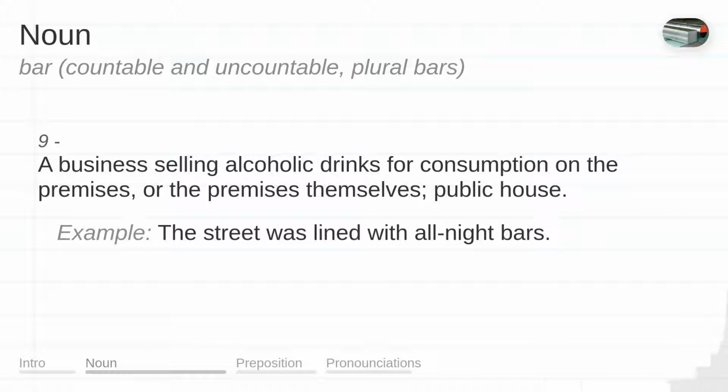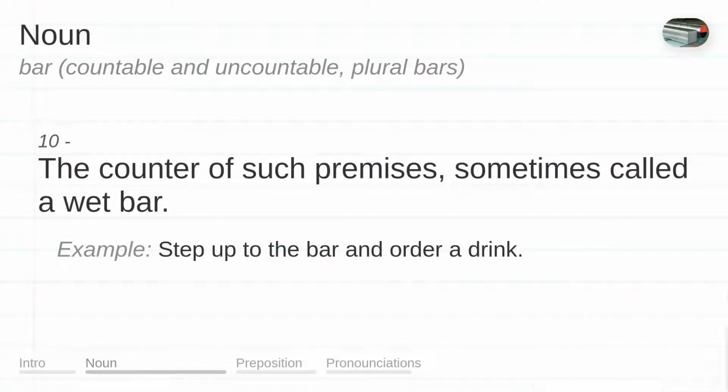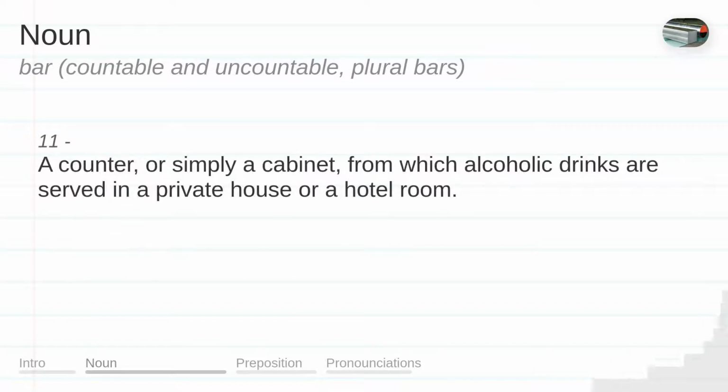A business selling alcoholic drinks for consumption on the premises, or the premises themselves, public house. Example: The street was lined with all-night bars. The counter of such premises, sometimes called a wet bar. Example: Step up to the bar and order a drink. A counter, or simply a cabinet, from which alcoholic drinks are served in a private house or a hotel room.